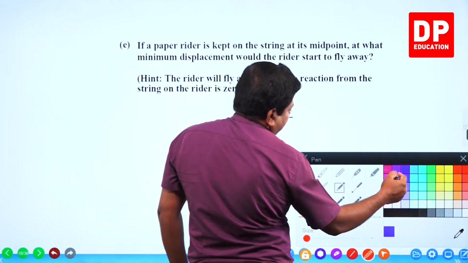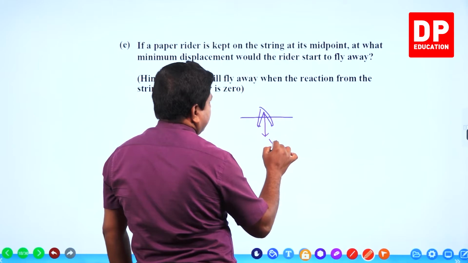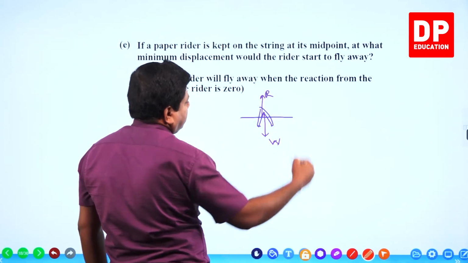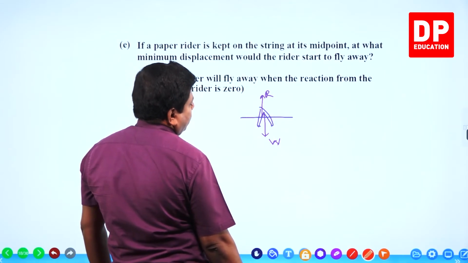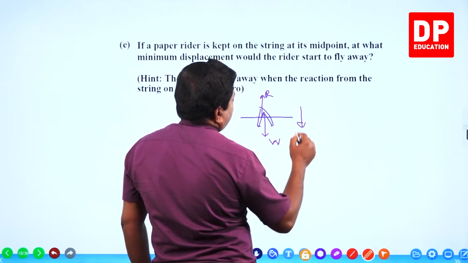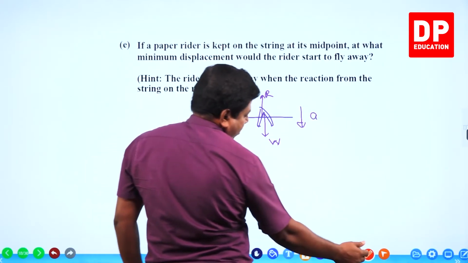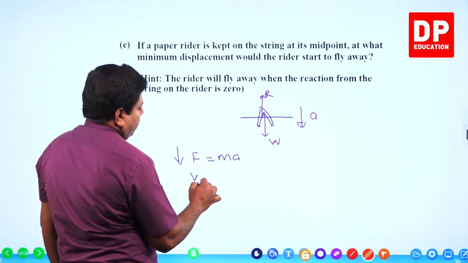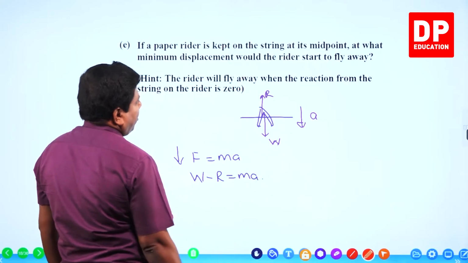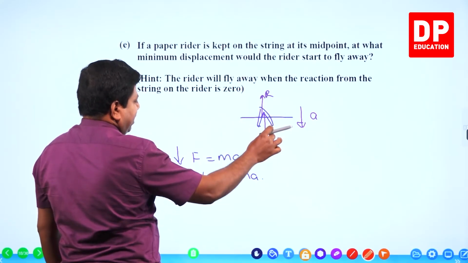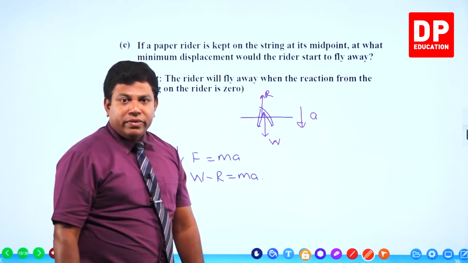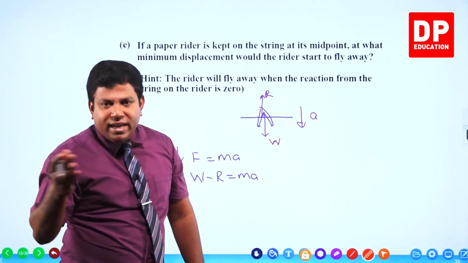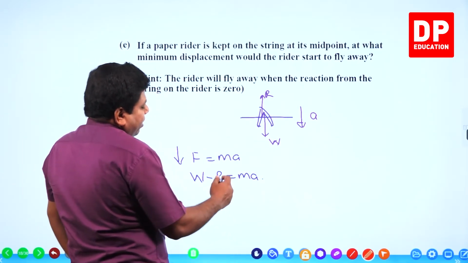What are the forces acting on this paper rider? It will have weight. It will have normal reaction from the string. This is the string. Right. So, imagine the situation when it goes down with A. Let's apply F equals ma downwards. W minus R is going to be ma. But what we say here, the moment that this rider leaves this string, the reaction has to be 0. The reverse of that, when the reaction becomes 0 only, the rider will leave. So when they say the rider flies away, I can say R is 0.